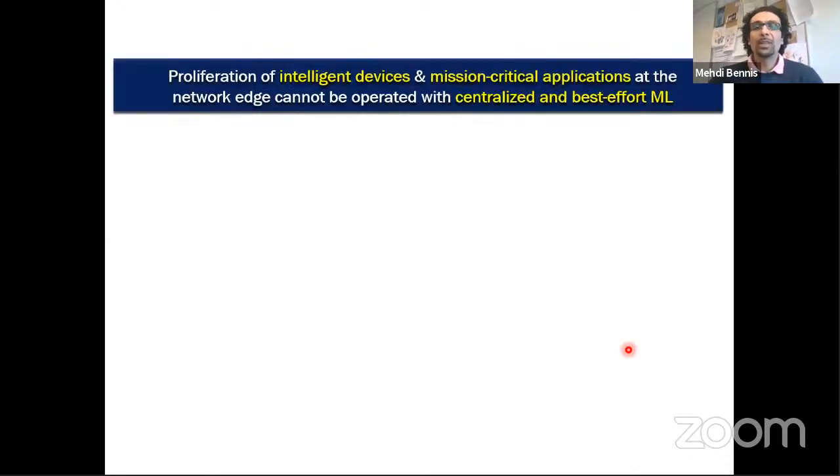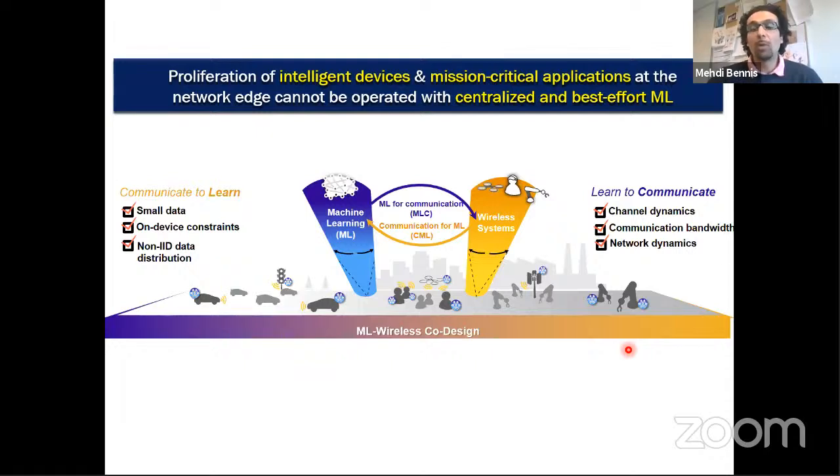The proliferation of intelligent devices and mission critical applications at the edge, such as virtual reality, autonomous driving, and so on, cannot be operated with best effort machine learning. On one hand, these devices need to train their models by communicating with other devices, either directly or via a federating server. And there are a number of constraints. Typically, we are in the small data regime. We are no longer in the big data setting of the cloud. We have constraints in terms of memory, storage, compute, and the data is typically non-IID.